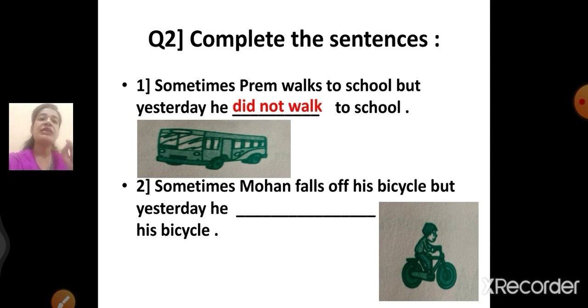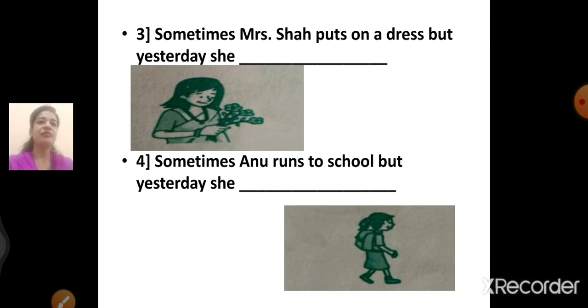Now see the second one. Sometimes Mohan falls off his bicycle, but yesterday he dashed his bicycle. So what are you going to write? For that you have to read the sentence properly. Sometimes Mohan falls off his bicycle. So yesterday what happened? Yesterday he did not fall off his bicycle. Did not fall off.